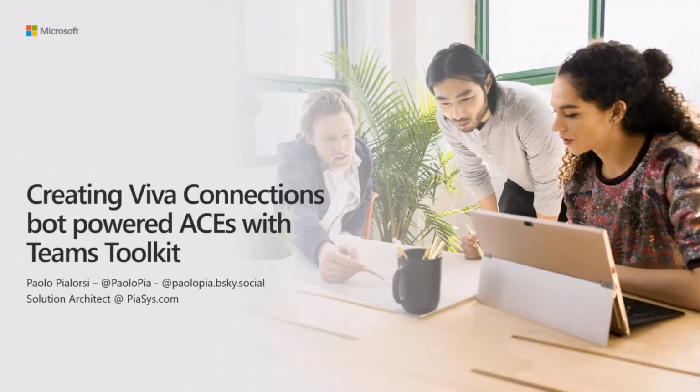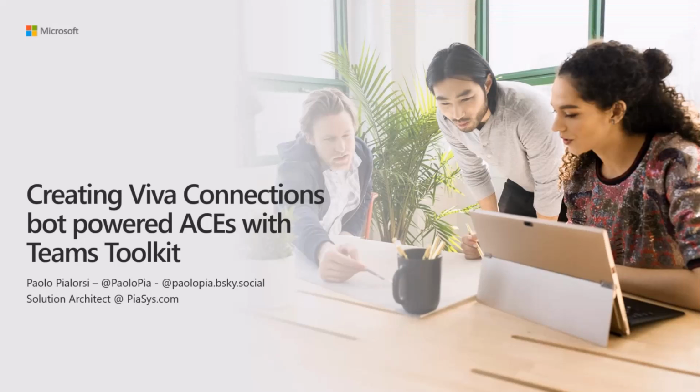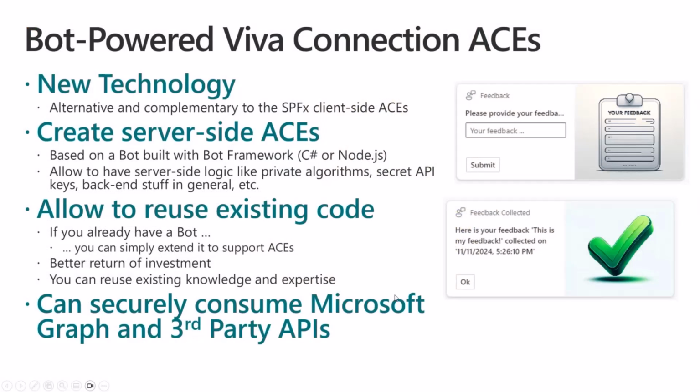Let's have a look at how we can create extensions for Microsoft Viva Connections using the new model called bot-powered ACEs, using the Teams Toolkit and TypeScript. So we're going to use Teams Toolkit in VS Code. First of all, let's have an overview of what a bot-powered ACE is.